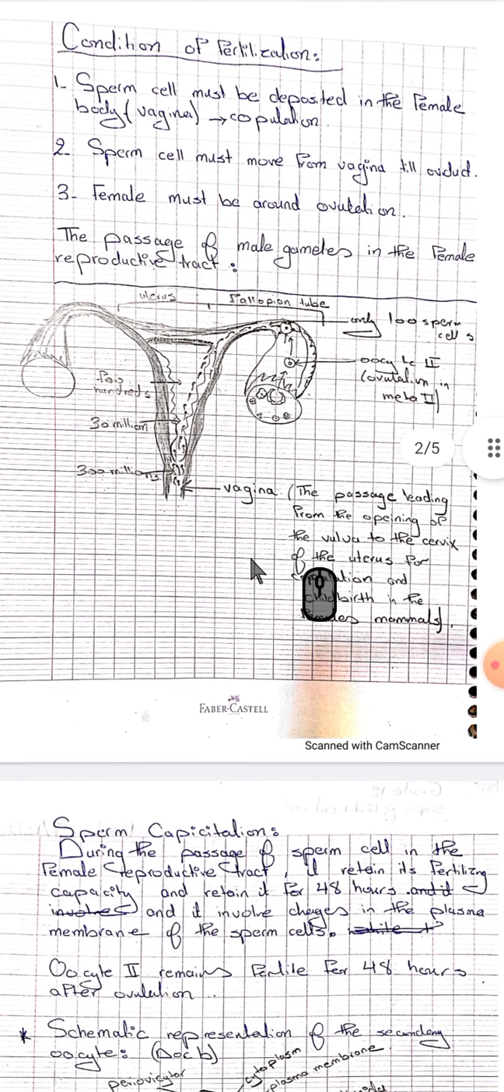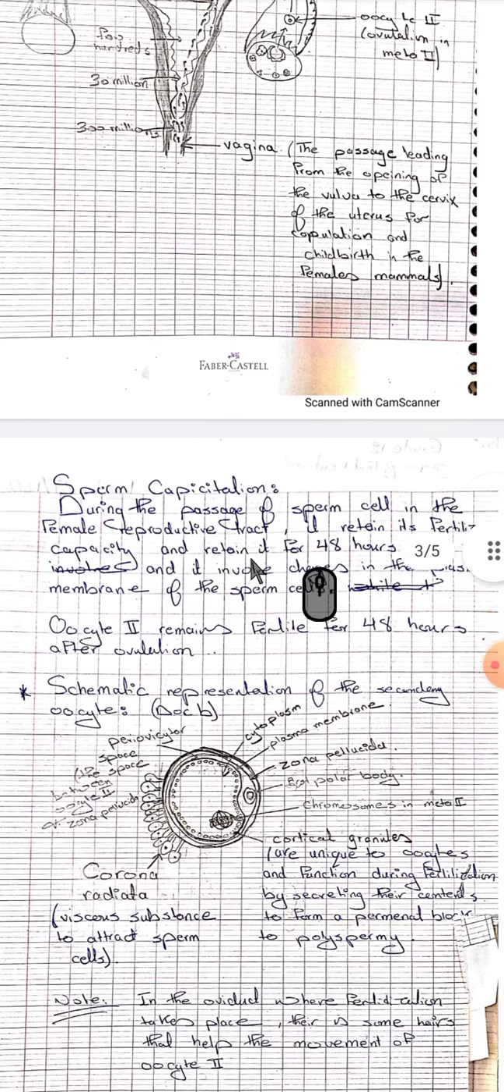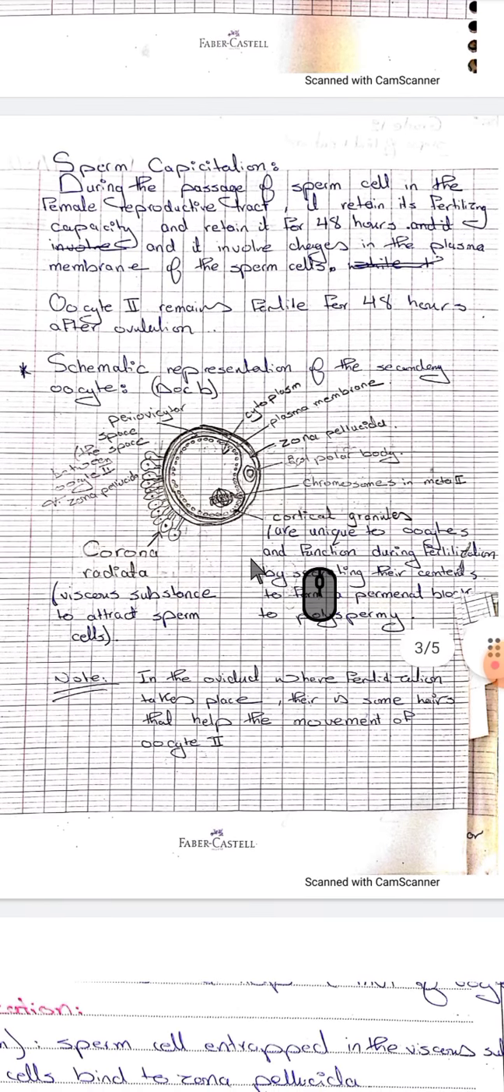Now we will see how, in the steps of fertilization. We will take something called sperm capacitation. If you take a look at the sperm capacitation here, during the passage of a sperm cell in the female reproductive tract, it retains its fertilizing capacity for 48 hours, and it involves changes in the plasma membrane of the sperm cell.